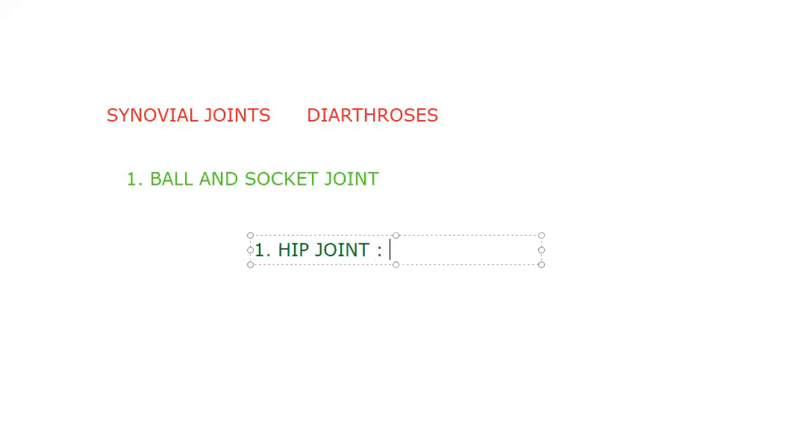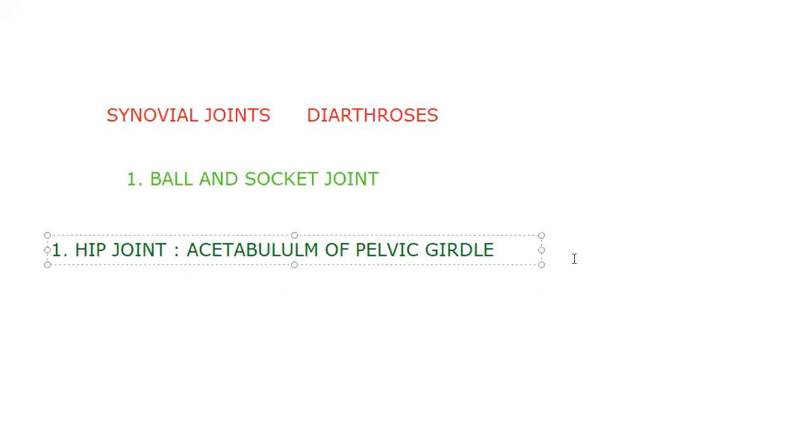So where do you see the hip joint? Between the acetabulum of pelvic girdle and the head of the femur. So we should write like that. Hip joint between the acetabulum of pelvic girdle and the head of femur.